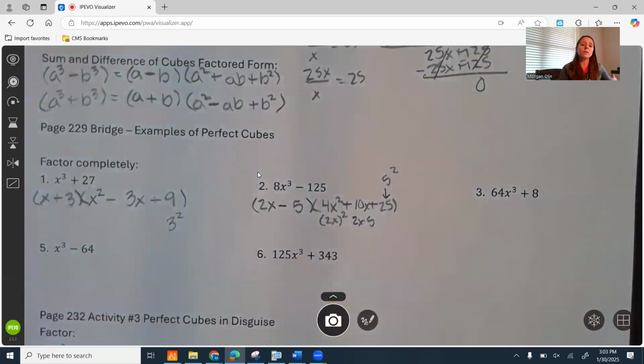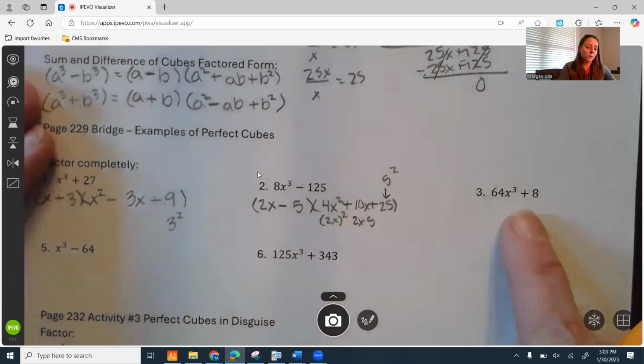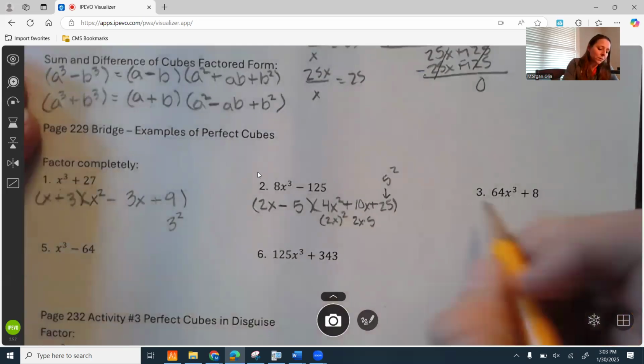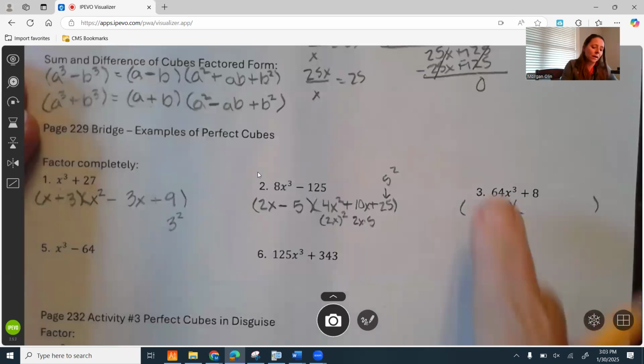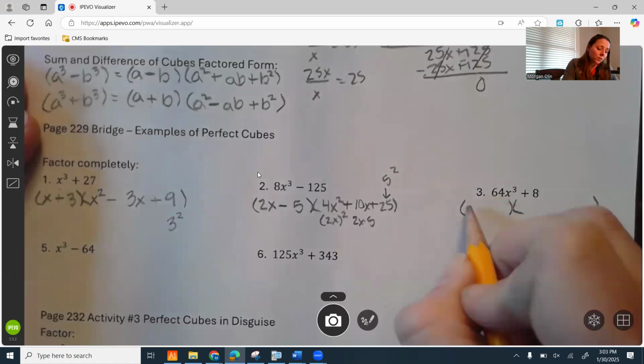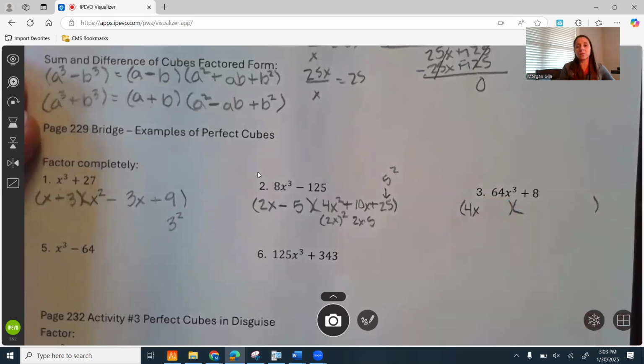All right, if you think you can do the others, go do the others, okay? Now, if not, keep following along. These are both perfect squares. 64 is a perfect square, 8 is a perfect square. All right, so here we go. Okay, the cube root of 64 we found earlier was 4, and the cube root of x cubed is x, so that's 4x. Cube root of 8 is 2.